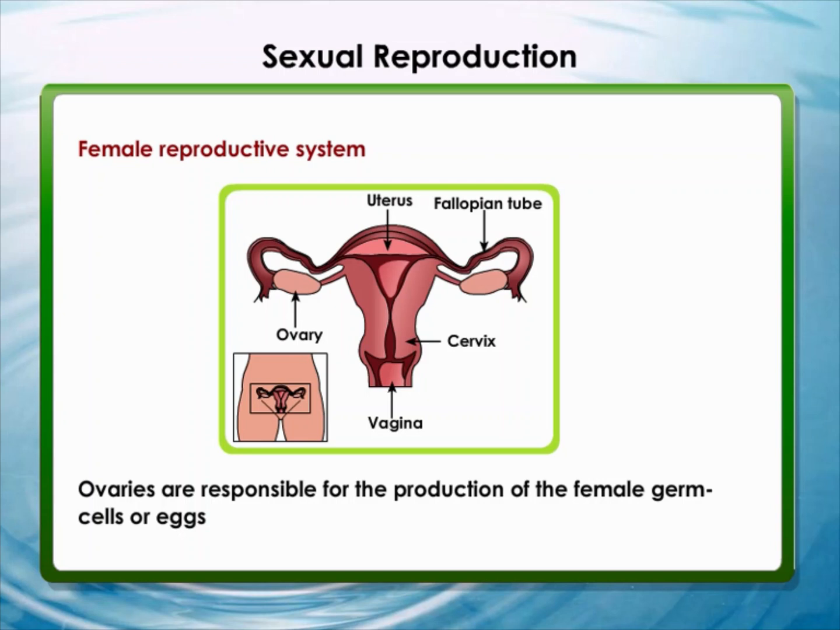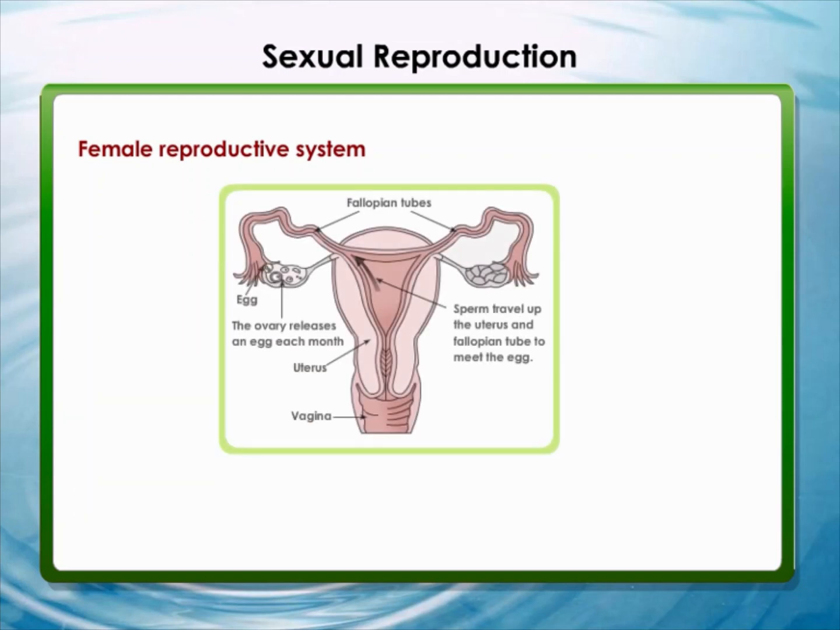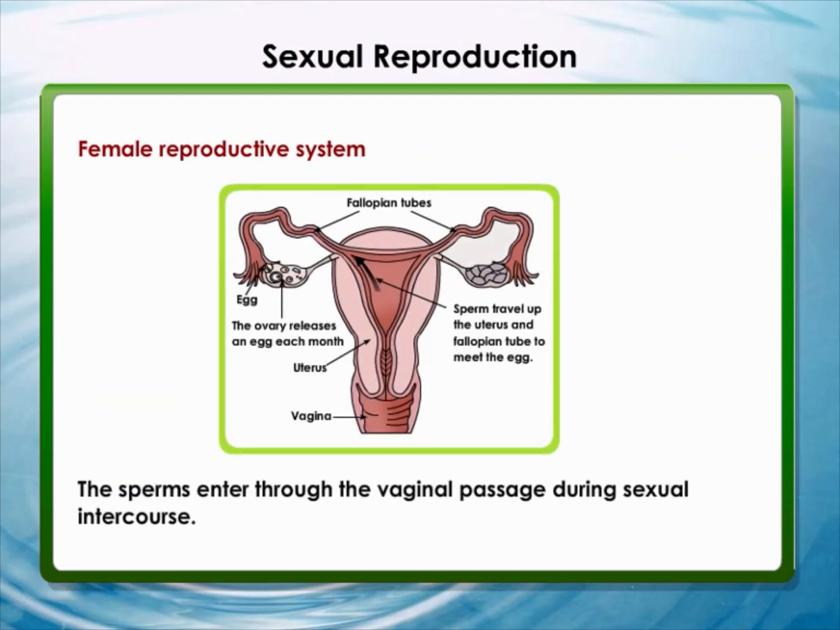The egg is carried from the ovary to the womb through a thin oviduct or fallopian tube. The two oviducts unite into an elastic bag-like structure known as the uterus. The uterus opens into the vagina through the cervix. The sperms enter through the vaginal passage during sexual intercourse. They travel upwards and reach the oviduct, where they may encounter the egg.